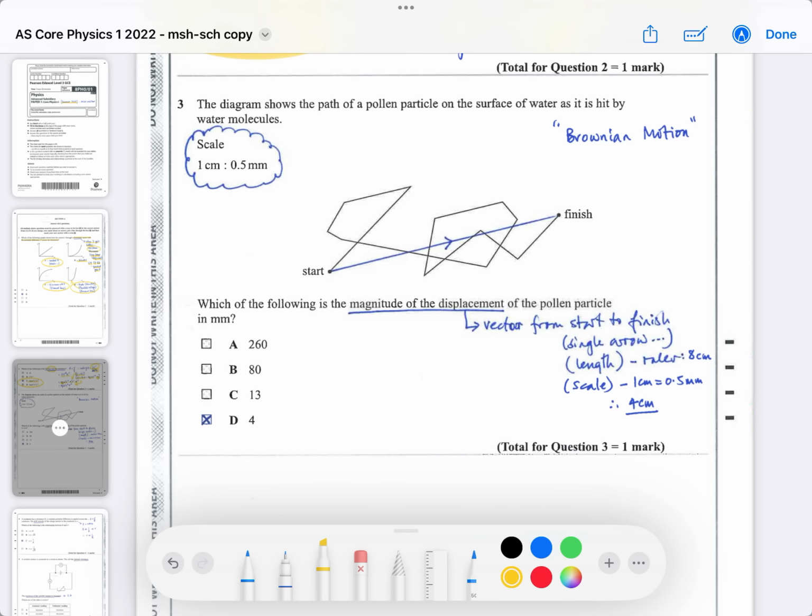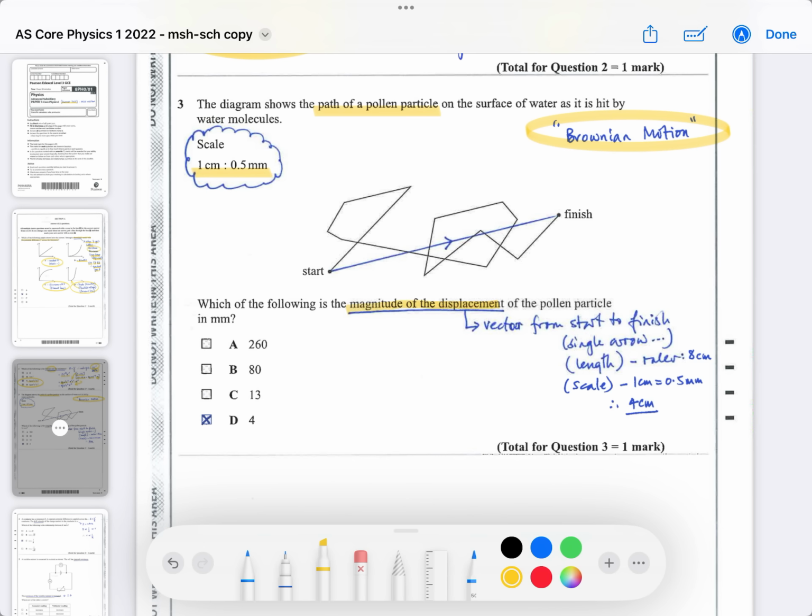Now the diagram here shows the path of a pollen particle on the surface of water as it is hit by water molecules. We call this Brownian motion, often studied in lower school, Key Stage 3. The scale is given to you as 1 centimetre to 0.5 millimetres. So, which of the following is the magnitude of displacement?